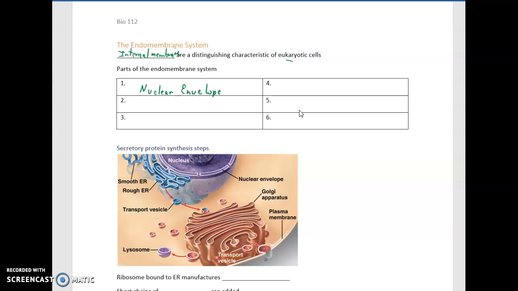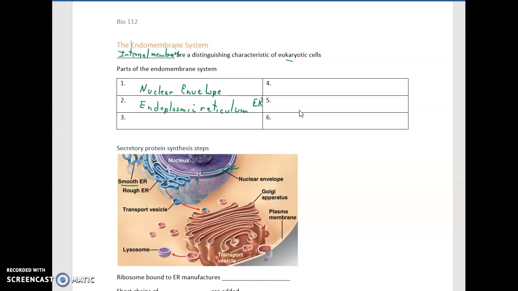And the nuclear envelope is right here. As you can see, it's a double membrane. It has pores, so things can get in and out, but it's regulated what can come in and out. The next will be the endoplasmic reticulum. My handwriting. This is abbreviated ER, and there are 2 types of ER.